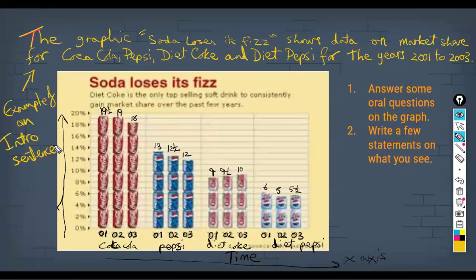And the other thing the introductory sentence does is it tells you the years, because that is what is on the x-axis. If someone doesn't see the graph, they will not automatically know what years, what products, what it's showing. So you have to tell them that with your words.